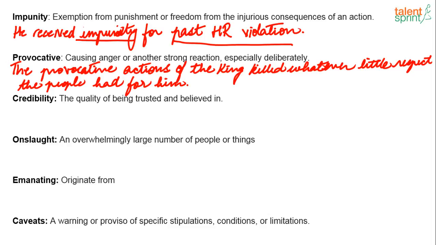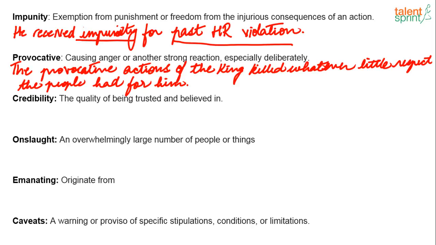Therefore, we can say the meaning of provocative is causing anger or a strong reaction. Okay, so let's look at the first. Someone has asked me to repeat the first sentence. Impunity. He received impunity for past HR violation. He had some rules of HR that he did not follow. So he received impunity, which means he was exempted from the punishment.